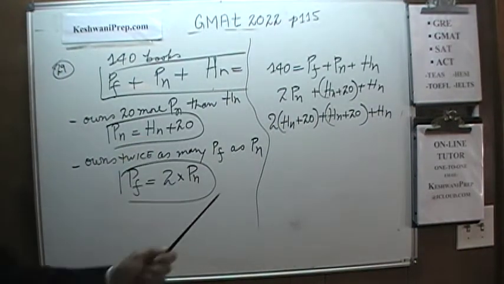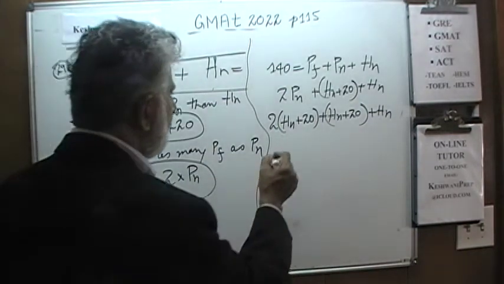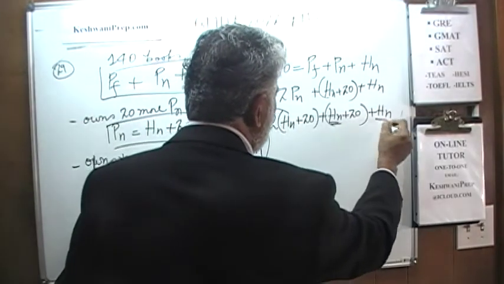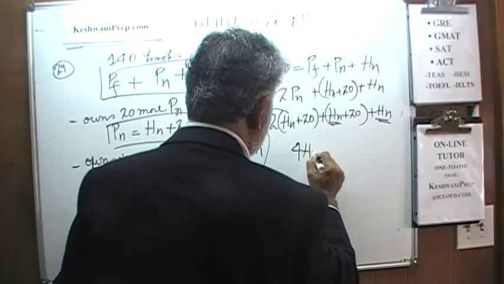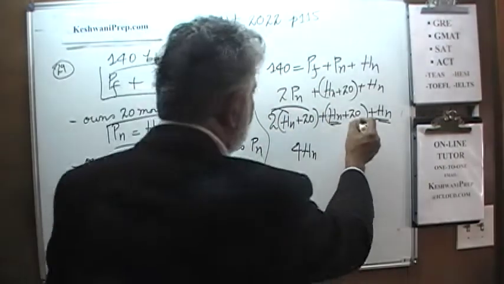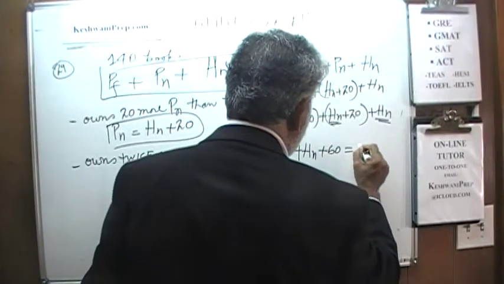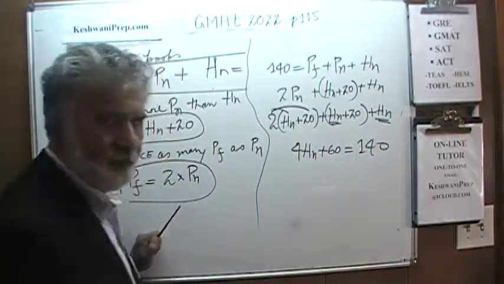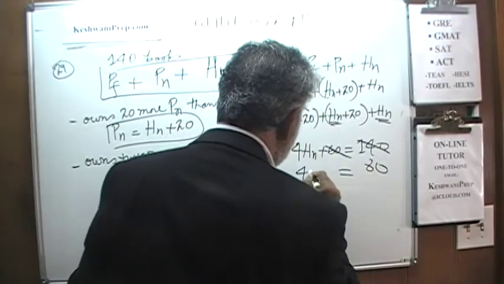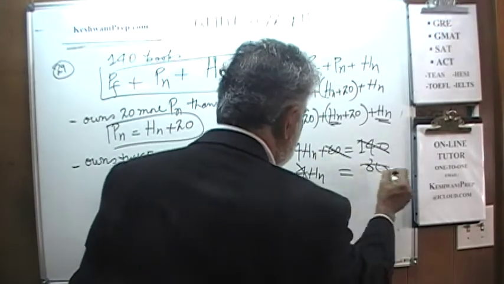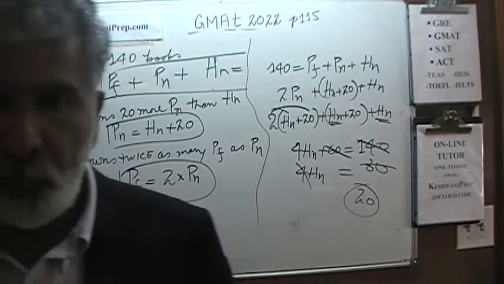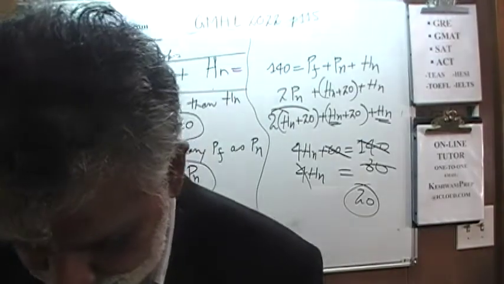I'm going to erase this in a second, but let's just finish it. So here we get 2 times hardcover non-fiction, 3 times and 4 times hardcover non-fiction, and then 2 times 20 is 40 plus a 20, that's 60, has to equal 140. Subtract 60 from both sides and we end up with 80. 4 times hardcover non-fiction equals 80, and the answer is 20. He must have 20 hardcover non-fiction.